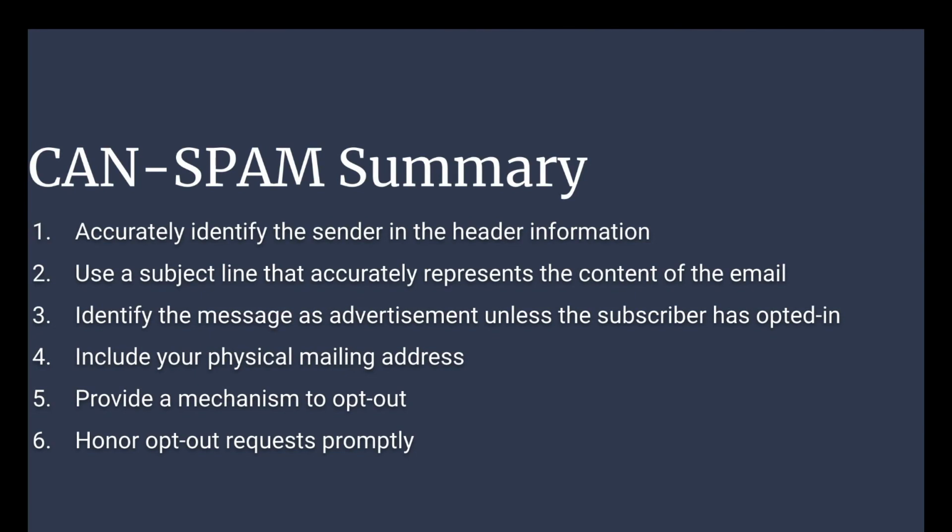So now let's have a quick summary of CAN-SPAM. Number 1, accurately identify the sender in the header information. Number 2, use a subject line that accurately represents the content of the email. Number 3, identify the message as advertisement unless the subscriber has opted in. Number 4, include your physical mailing address. Number 5, provide a mechanism to opt out. And number 6, honor those opt-outs promptly.